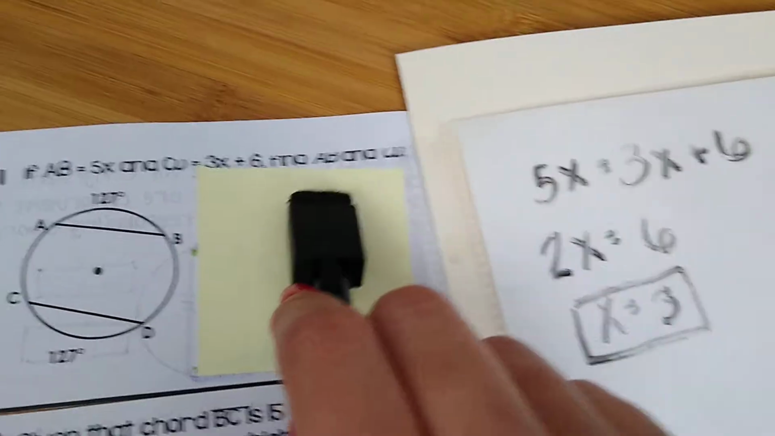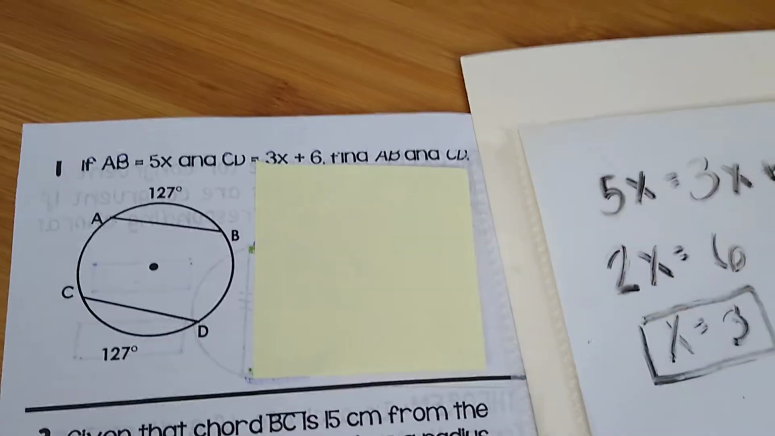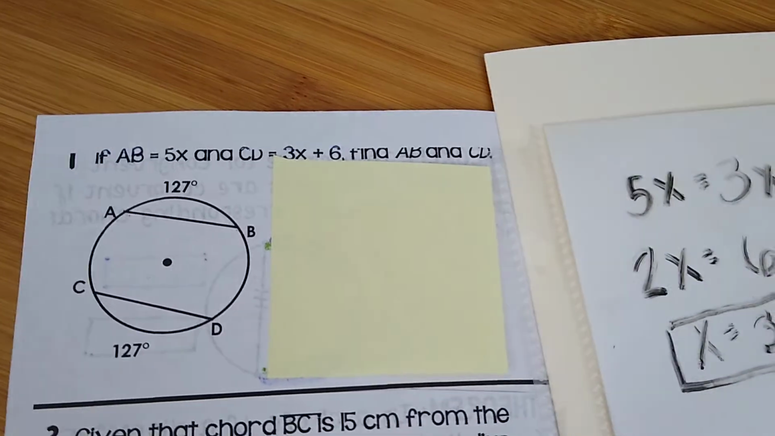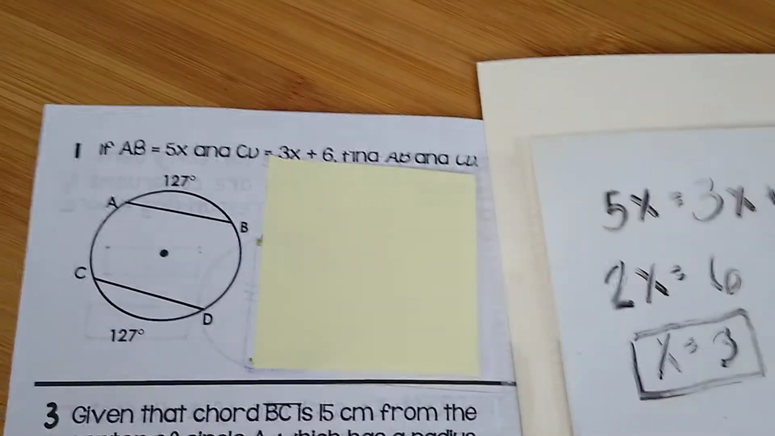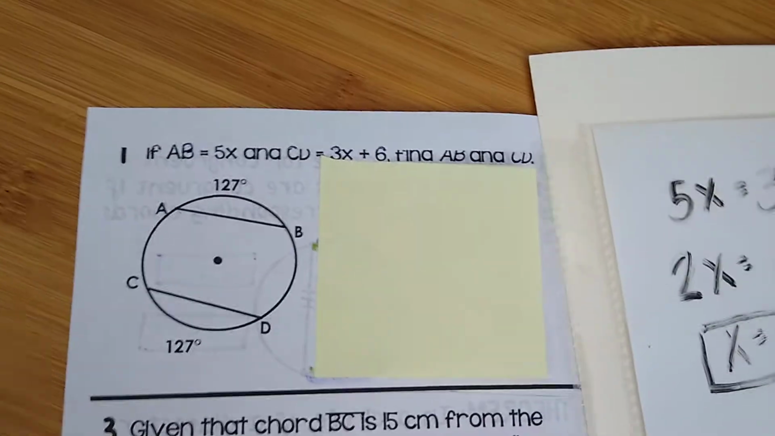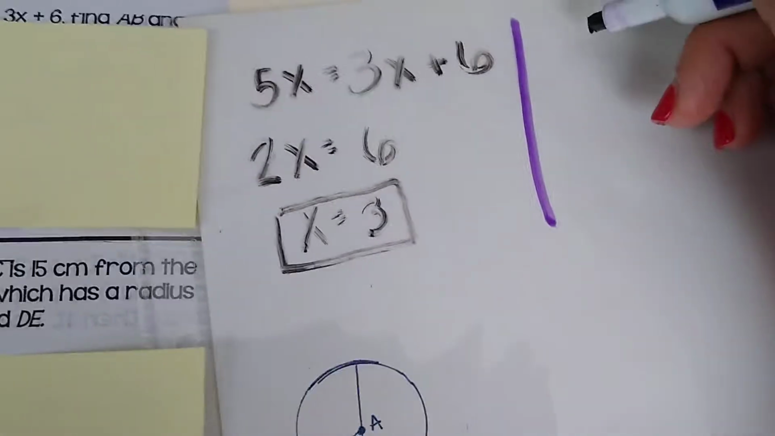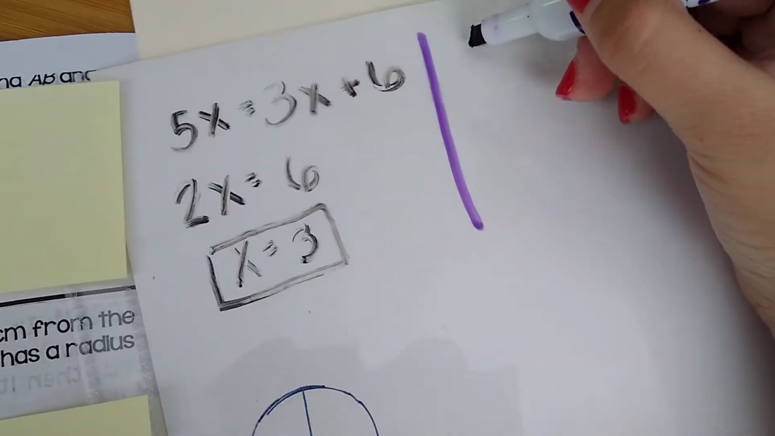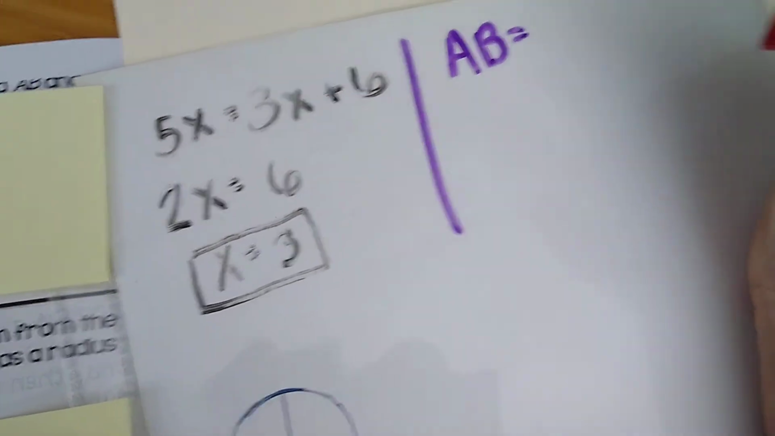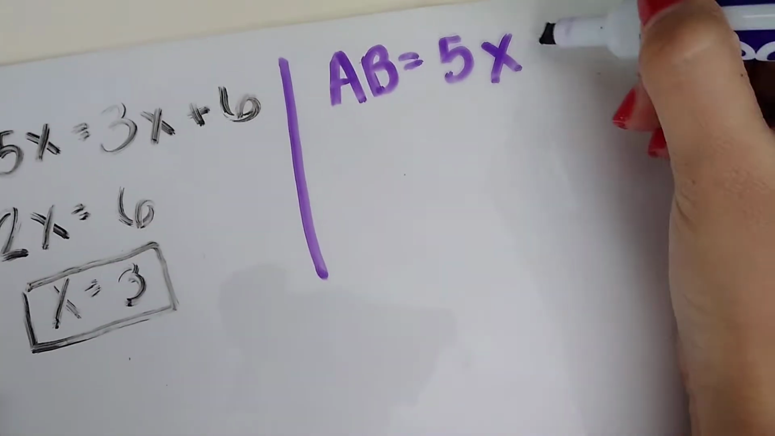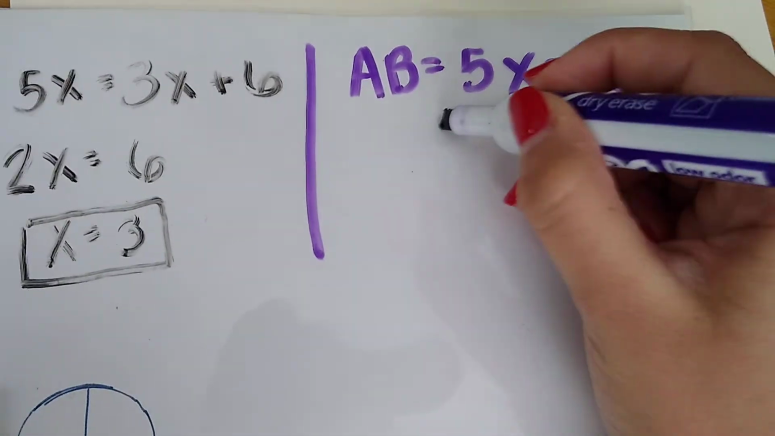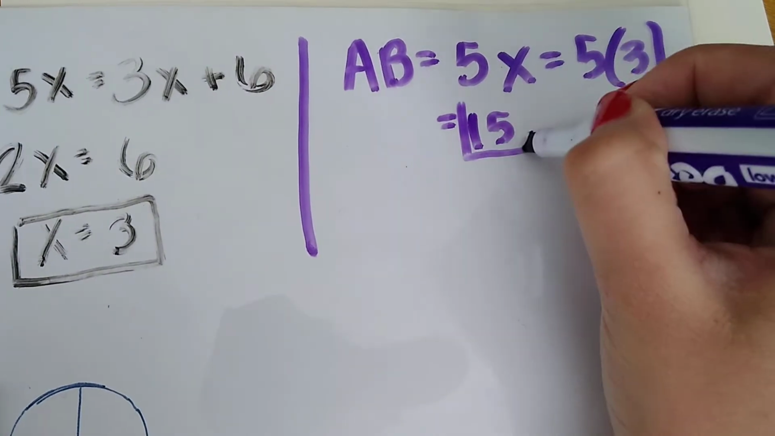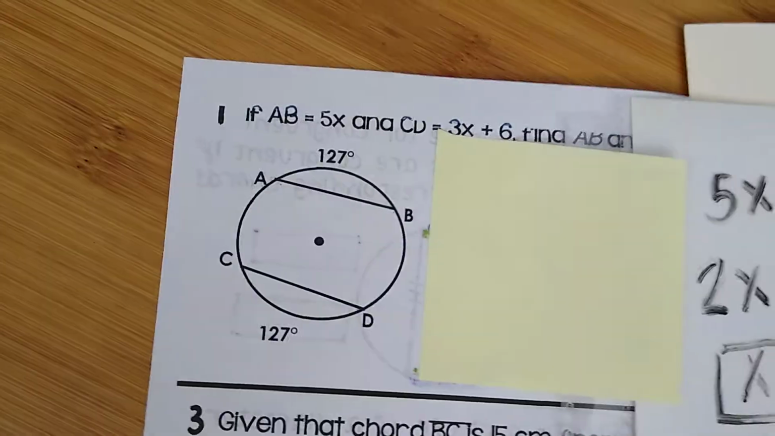So now it says find AB and CD. So in this case, it's asking us to plug that in there. So I'm going to do that. So we have AB, so AB is 5x, and then we found out that x equals 3. So I'm going to plug that in, and that equals 15. So AB is 15. Now I need to find CD.